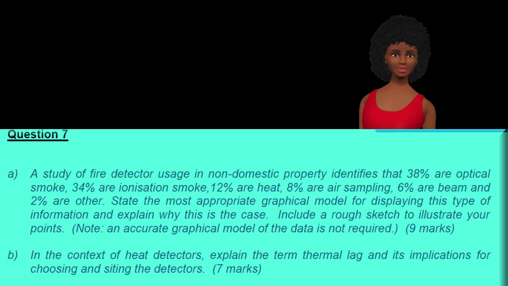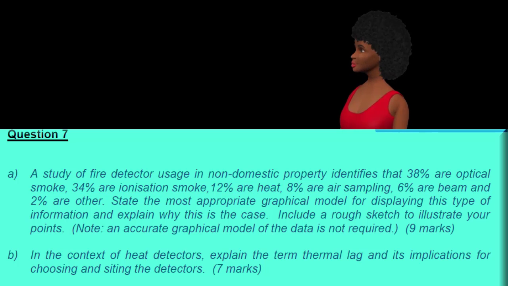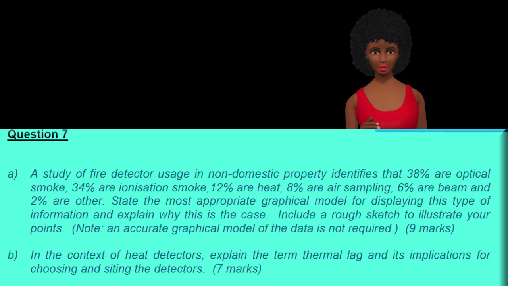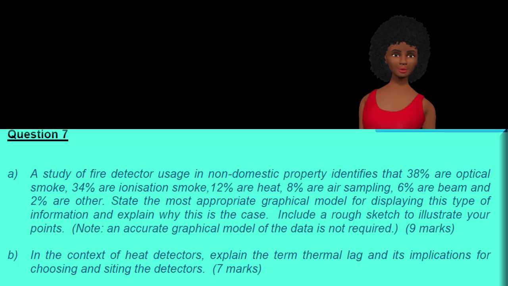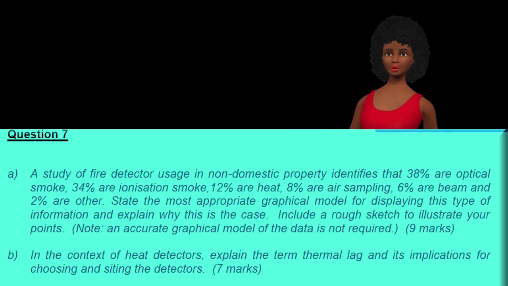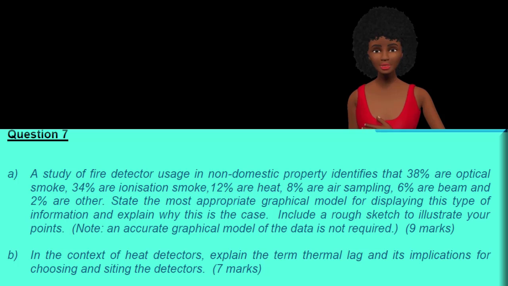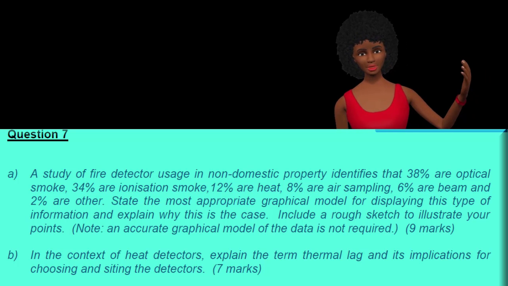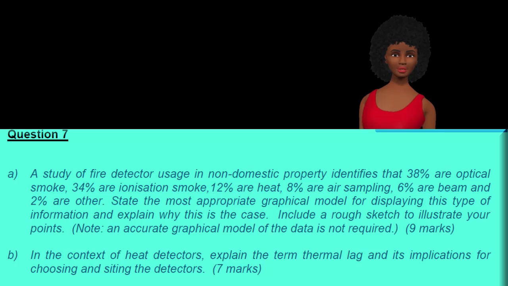Question 7. A. A study of fire detector usage in non-domestic property identifies that 38% are optical smoke, 34% are ionization smoke, 12% are heat, 8% are air sampling, 6% are beam, and 2% are other. State the most appropriate graphical model for displaying this type of information and explain why this is the case. Include a rough sketch to illustrate your points. Note: an accurate graphical model of the data is not required.